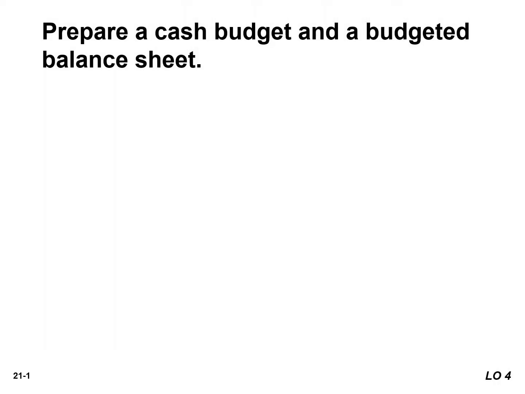The financial budgets consist of the capital expenditure budget, the cash budget, and the budgeted balance sheet. We will discuss the capital expenditure budget in Chapter 25. So in this learning objective or this video, we will focus on the cash budget as well as the budgeted balance sheet.